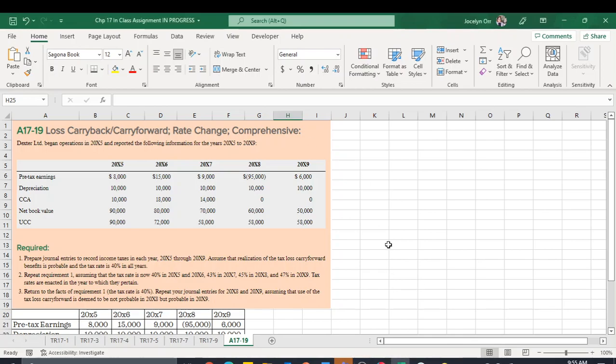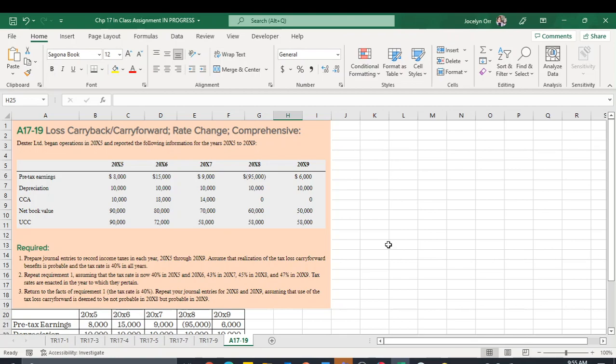Okay, last question we have is assignment 17-19. Again, this is just one where we kind of pull together everything that we've been working on. So we have Dexter Limited beginning operations in 20X5, reporting the following income for the years 20X5 through 9. We need to prepare journal entries to record income taxes in each year, assuming that realization of the tax loss carried forward benefits is probable and the tax rate is 40% in all years.